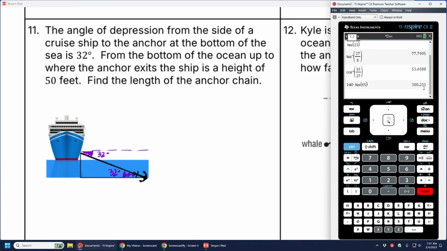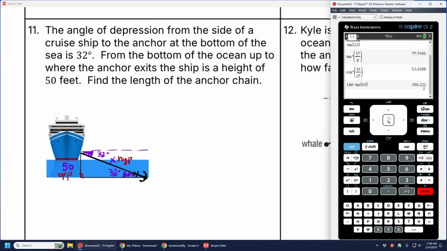Okay, from the bottom of the ocean up to where the anchor exits the ship is a height of 50 feet. So height would be up and down. Find the length of the anchor chain. So I want to know how long this chain is. I want X there. Okay, so now we have to see what we have. So now I'm paying attention to this angle here. When I go across, that 50 is opposite. If the right angle is right here, when I go across, that X is hypotenuse.